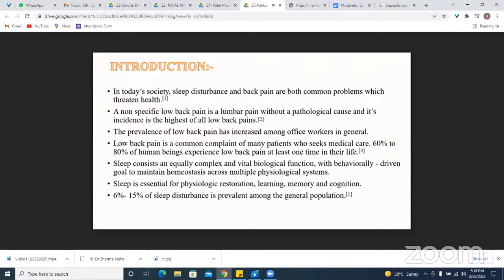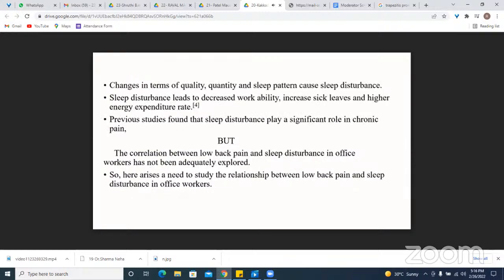Sleep is an equally complex and vital biological function with a behaviorally driven goal to maintain homeostasis across multiple physiological systems. Sleep is essential for physiological restoration, learning, memory, and cognition. 6 to 15% of sleep disturbance is prevalent among the general population. Changes in terms of quality, quantity, and sleep pattern cause sleep disturbance. Sleep disturbance leads to decreased work ability, increased sleepiness, and higher energy expenditure rate.